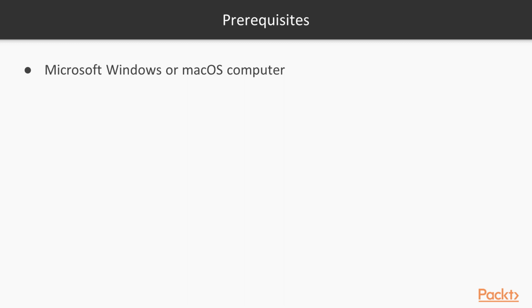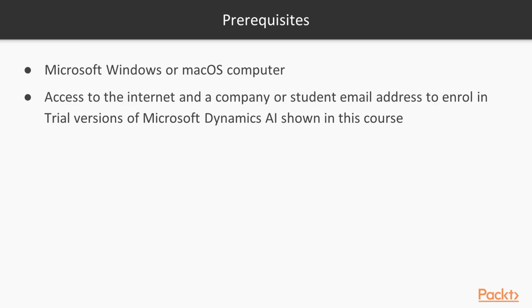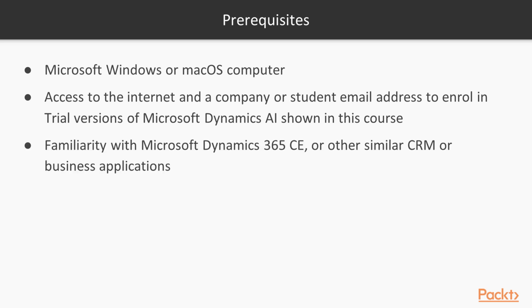Prerequisites. So you'll need to have a Microsoft Windows or Mac OS computer. You'll need access to the internet and a company or a student email address to enroll in trial versions of Microsoft Dynamics AI that we'll be going through in this course. And you'll also need some familiarity with Microsoft Dynamics 365 for customer engagement or another similar CRM or business application.